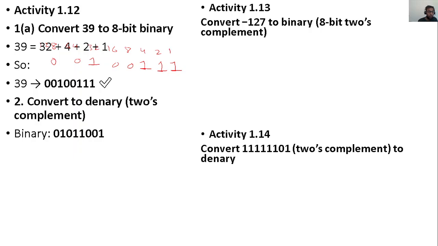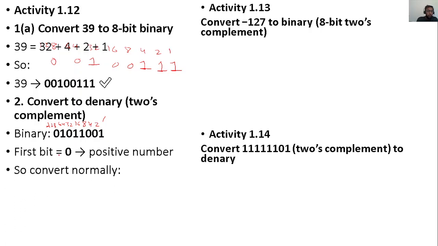So what we do, we convert it into denary directly. 1, 2, 4, 8, 16, 32, 64, 128. This one is negative, but the bit is 0, so this won't be added. 64 plus 16, 80, plus 8, 88, that gives us the value 89. First bit 0 is positive, so this is converted.